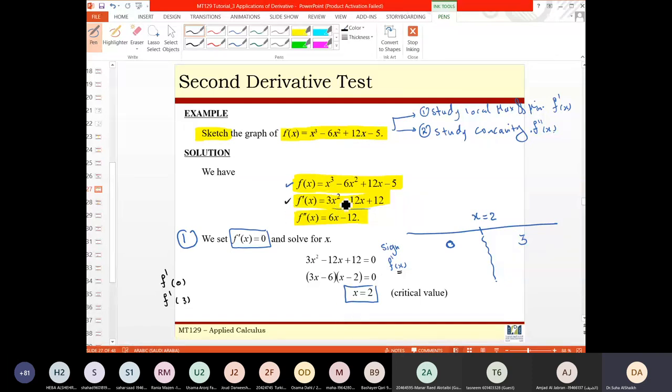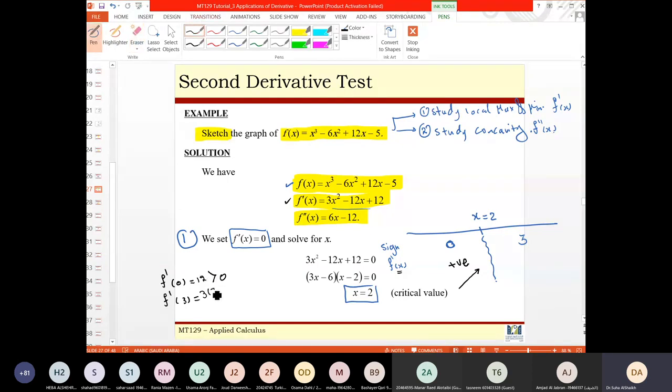This is f dash at 0. It is plus 12. Positive or negative? Positive, which means that the function is increasing here, right? What about at 3? This will be 3 multiplied by 9, which is 3 squared. Let me write it with details, and you help me with the calculation, huh?